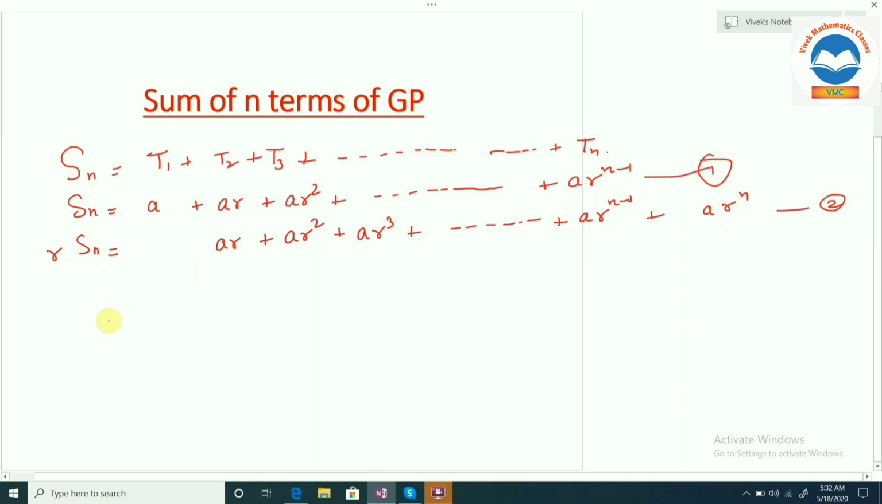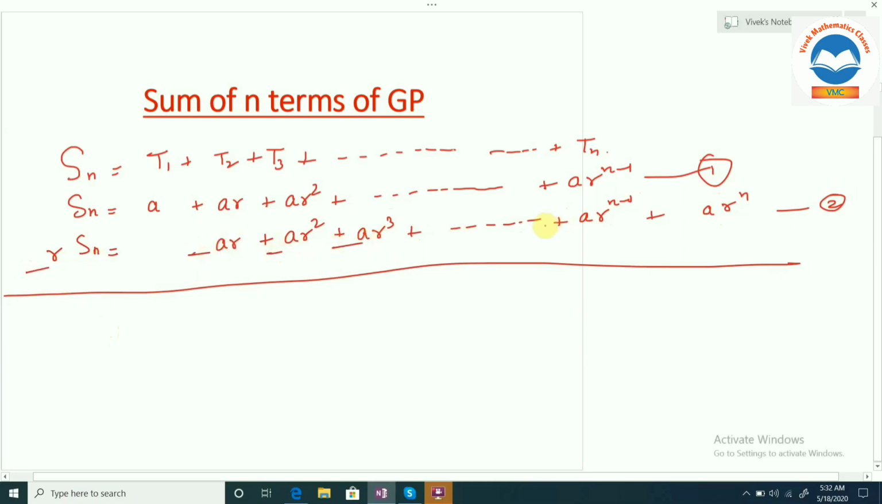Now, if you subtract these, the middle terms will be cancelled out. Everything will be cancelled out up to here. So on the left side, we get Sn minus R Sn, and what will be left on the right is A minus AR to the power n.